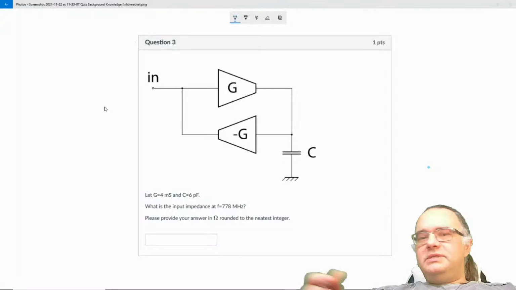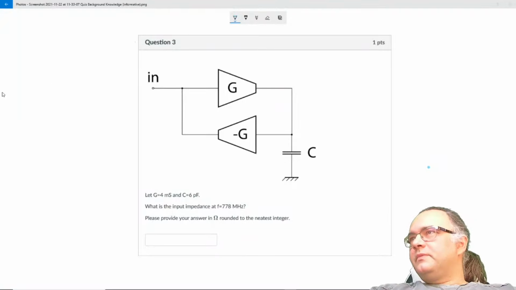So what we see here is a problem that was question number 3 from a test given. And the main question that is asked is to determine the input impedance at a certain frequency.